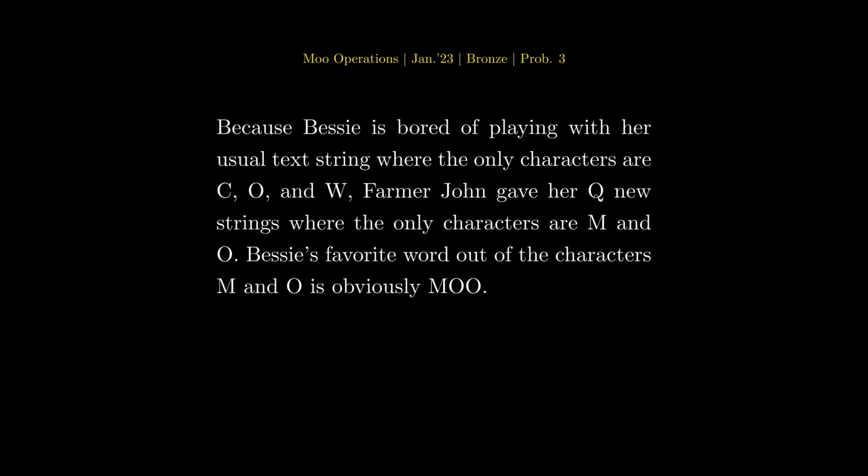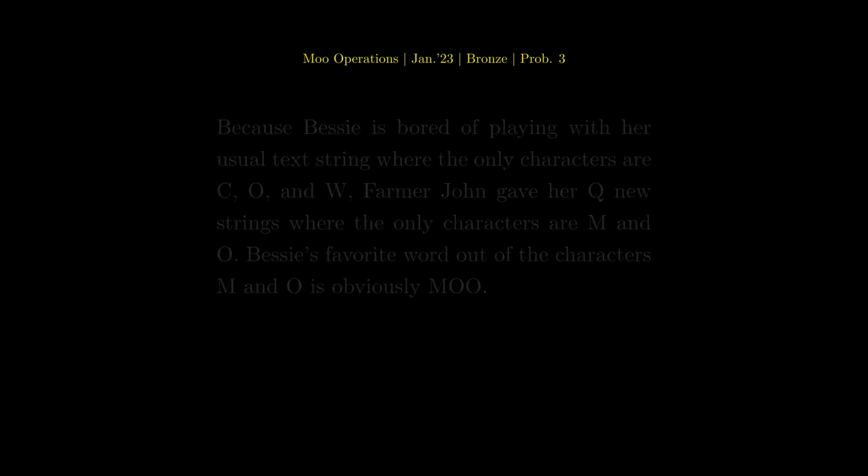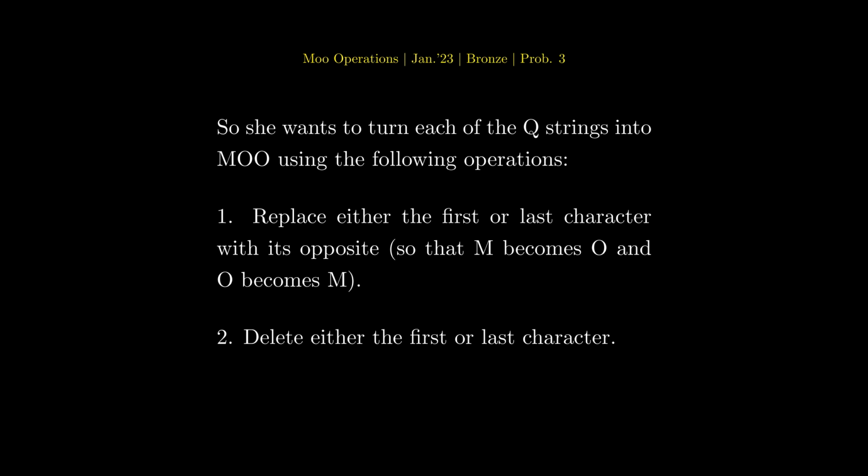Because Bessie is bored of playing with her usual text string, where the only characters are C, O, and W, Farmer John gave her Q new strings, where the only characters are M and O. Bessie's favorite word out of the characters M and O is obviously moo. So, she wants to turn each of the Q strings into moo, using the following operations.